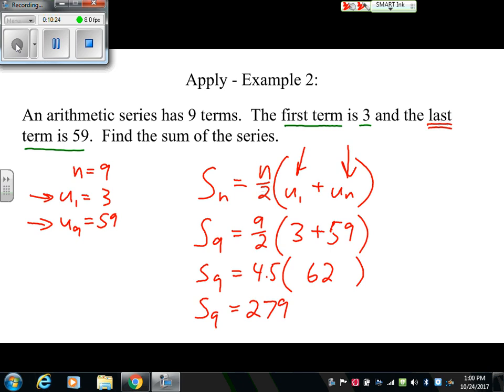You'll notice also that we had a 9 here, replacing our s sub n, and then we had 9 for the n over 2, and then once again there is this n value here, which is referring to the 9th term, or the last term, which we knew was 59. All right, we'll do one last example here.